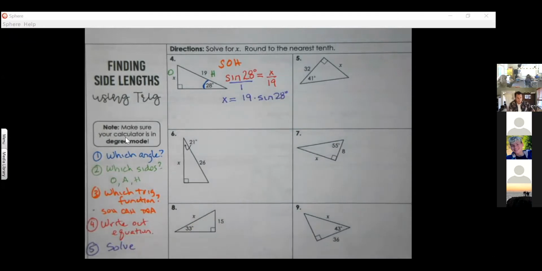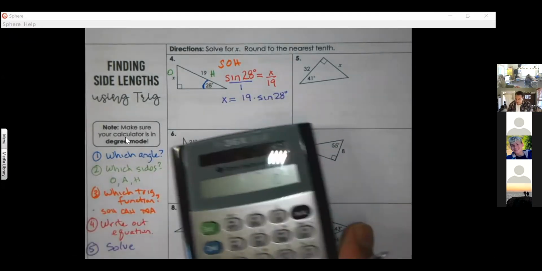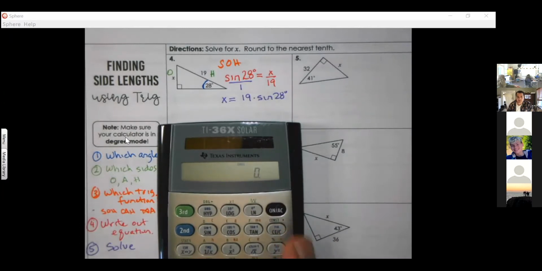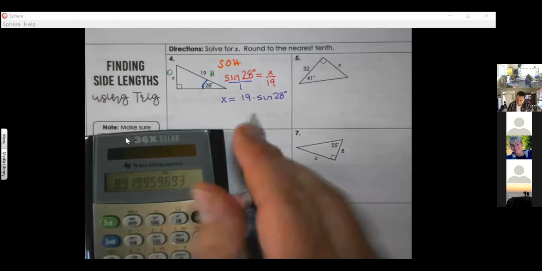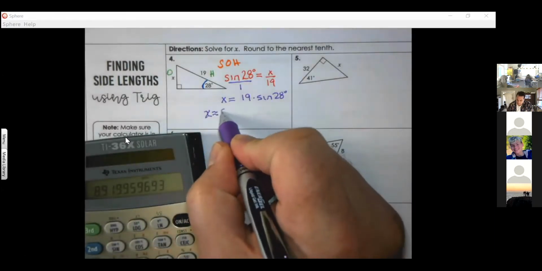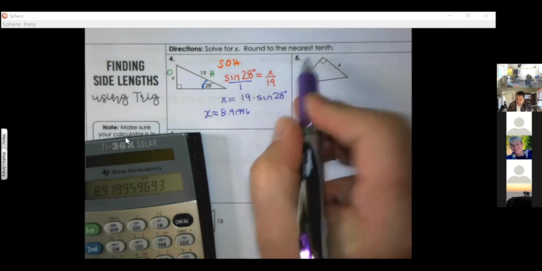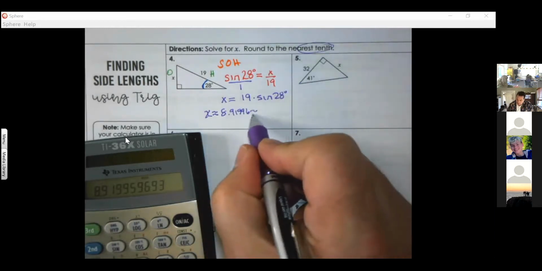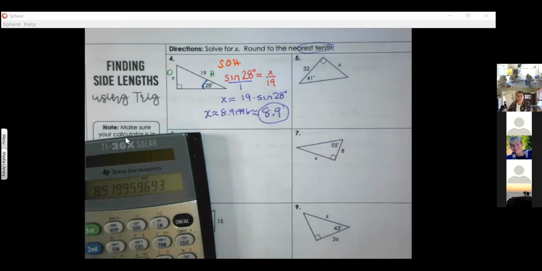And then I can take out my calculator here. If you've got a calculator like mine that requires you to do 28 then sine, you could do 28 then take the sine of that. That tells you that little chunk, and multiply that times 19. Therefore, x is equal to 8.91996, but it said the nearest tenth. So I'm going to call that 8.9. Give you a moment to catch up.